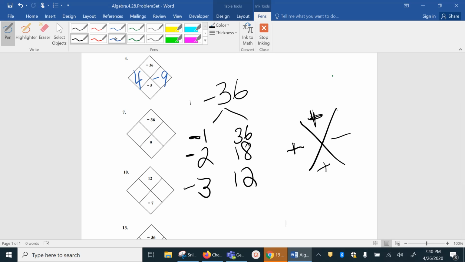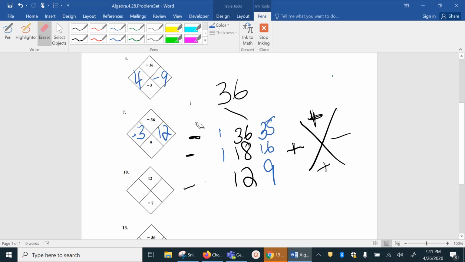And I'm going to stop and just check to make sure. -1 plus 36 is 35. -2 plus 18 is 16. -3 plus 12 is +9. Good. So the answer is -3 and a +12.